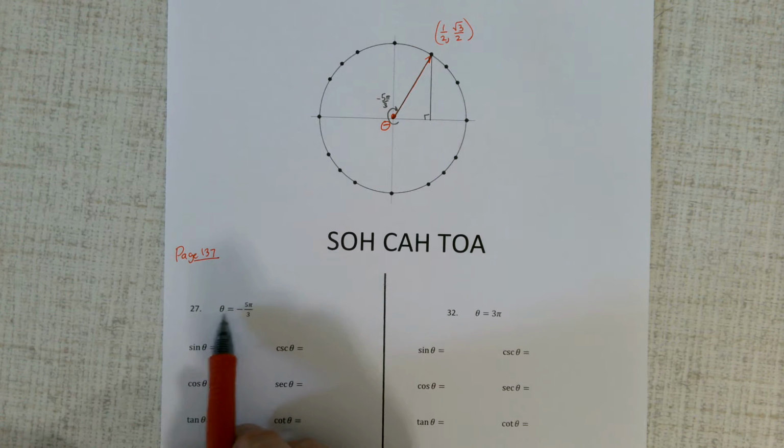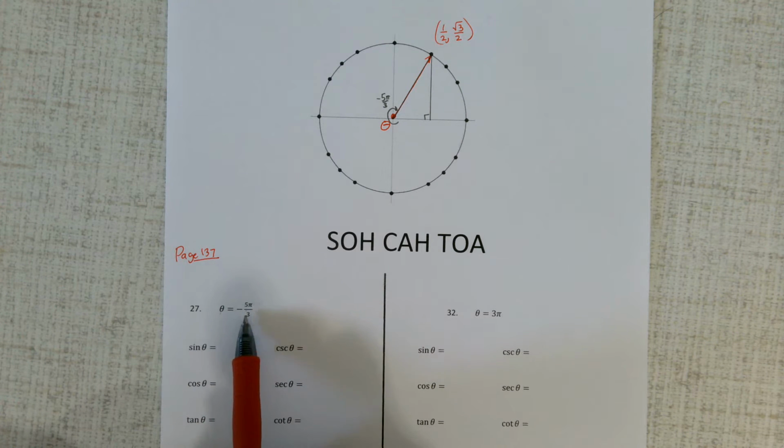Well, we have this angle here of theta, and our job is to find the 6 output ratios for that. Again, this is our input, these are our outputs. And the first thing we want to do is draw this angle.